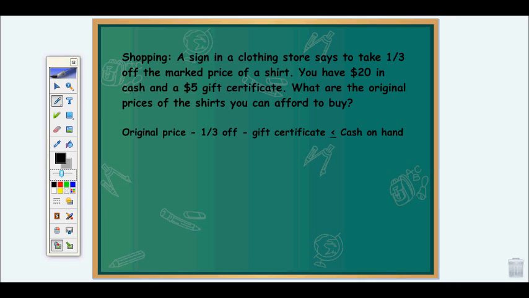So we do not know the original price, so I'm going to make that my variable. I'll just go ahead and use X. I know that I'm going to take 1/3 off of the price, but I don't know what the price is, so I'm going to go ahead and subtract 1/3.